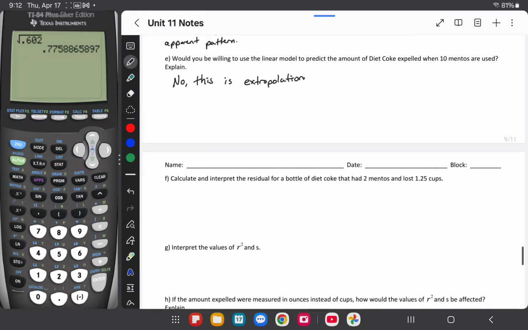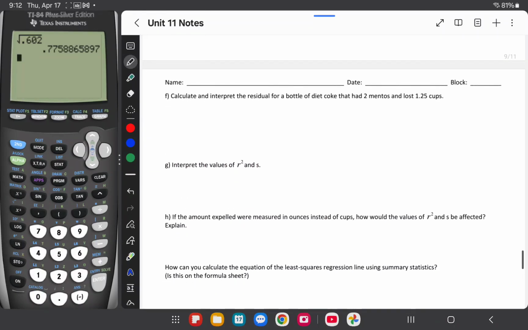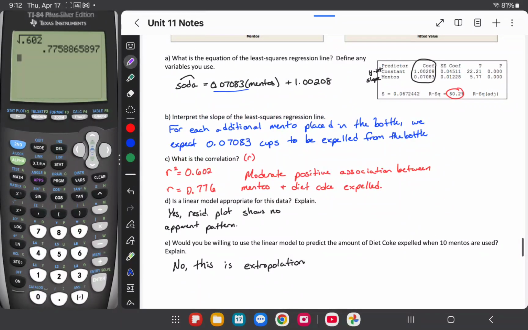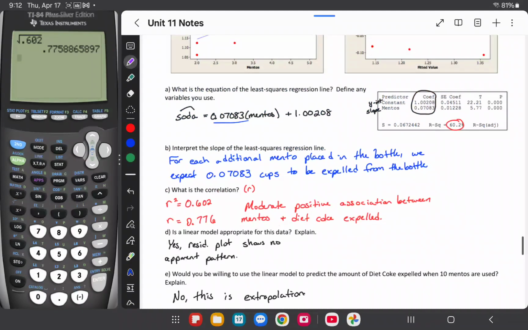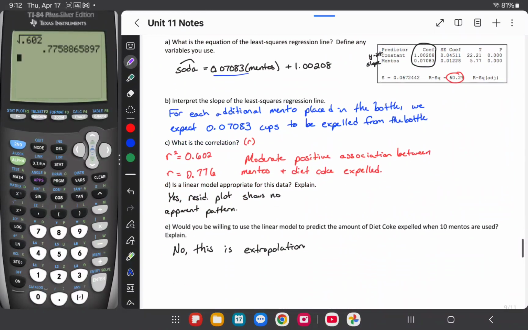In part F, on the next page, let's go ahead and do a couple more calculations. We're going to calculate and interpret the residual for a bottle of Diet Coke that had 2 Mentos and lost 1.25 cups. So I know that 2 Mentos is going to be my input value x. Let's find what our predicted amount of soda would be. So we'd say that soda hat is equal to 0.07083 multiplied by 2 plus 1.00208.